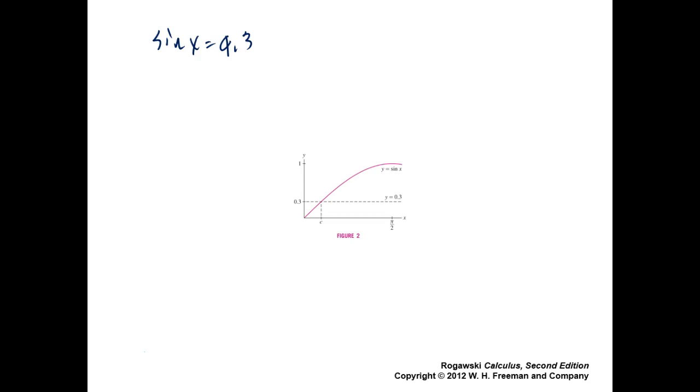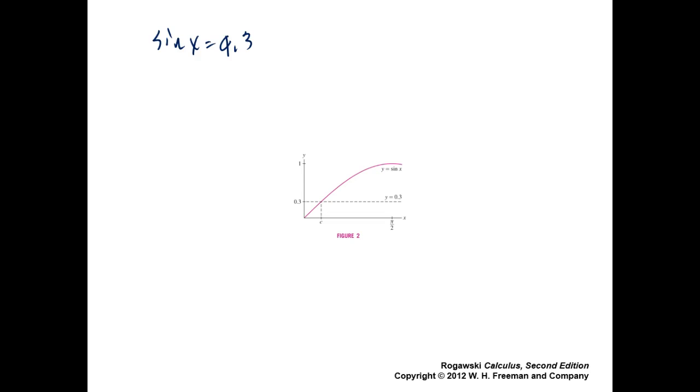We did, and that is a continuous function. The f of 0 is not equal to f of pi halves. Sine of 0 is 0. Sine of pi halves is 1. 0.3 is in between 0 and 1, so there's got to be some value there. We don't know what it is, but you can find it if you have a calculator. So that's all there was to that.